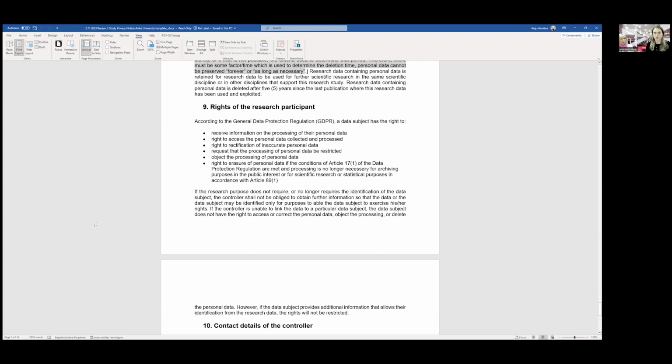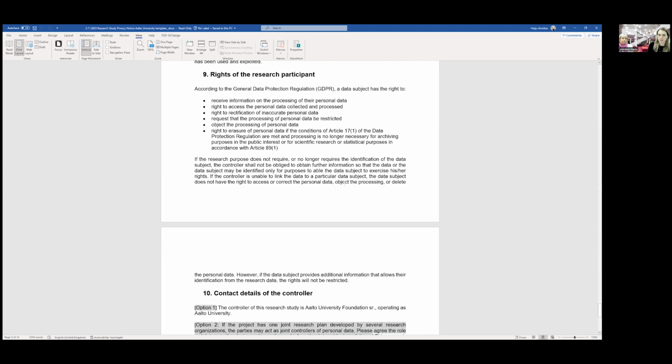Okay, we're slowly coming to an end. So the second last section is about rights of the participant under the GDPR. I think this is the first section where you don't need to make any edits. So we have fully written this ready for you to use. So this is fully based on GDPR. So we just need to tell the participant and list all the rights that the participants have.